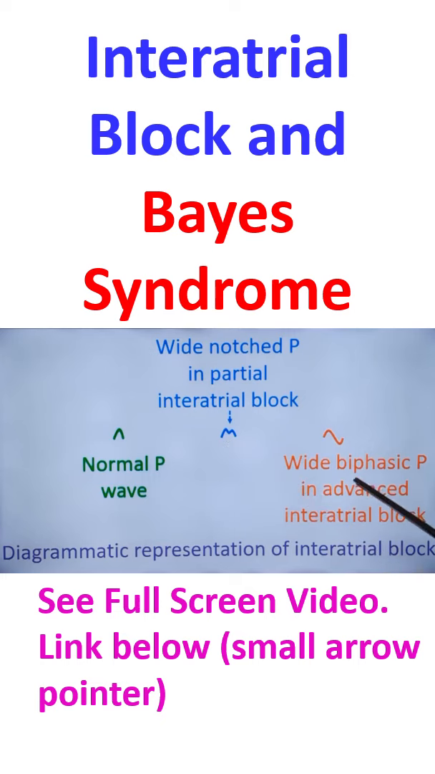In advanced type of interatrial block, there are wide biphasic P waves. That is how it is represented.